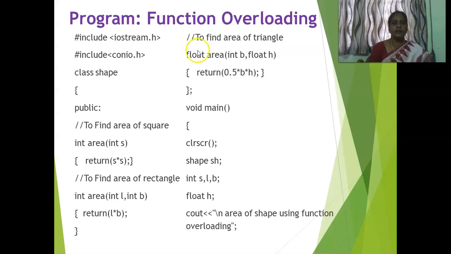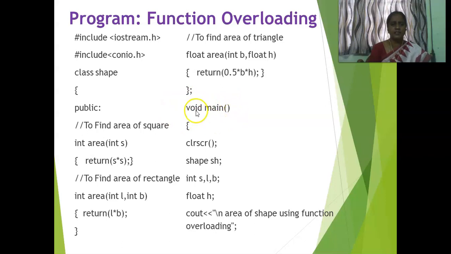And there is another function area. Its return type is float. It takes int b and float h. So it is returning the area of a triangle. The formula is half b h, 0.5 into b into h. See, the same function name we are using to calculate the area of different shapes. Here the function return type and the arguments are different. So this is the concept of function overloading.